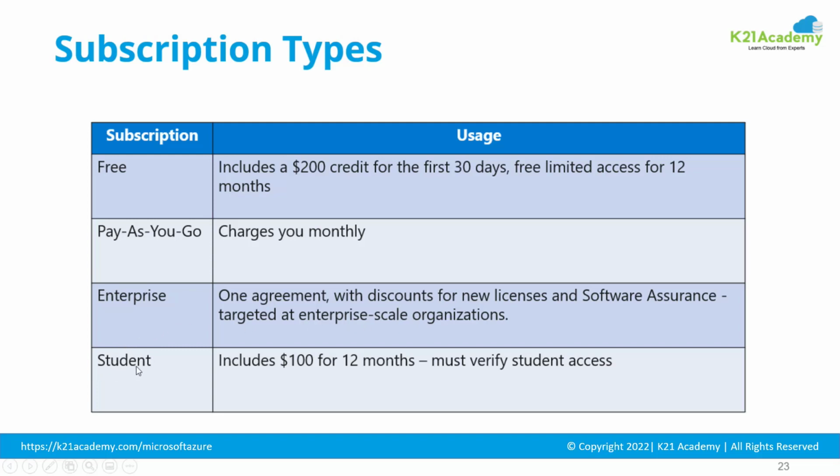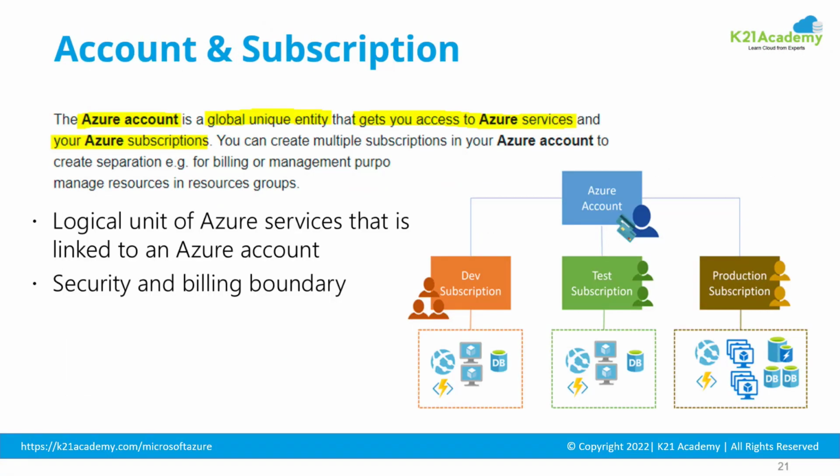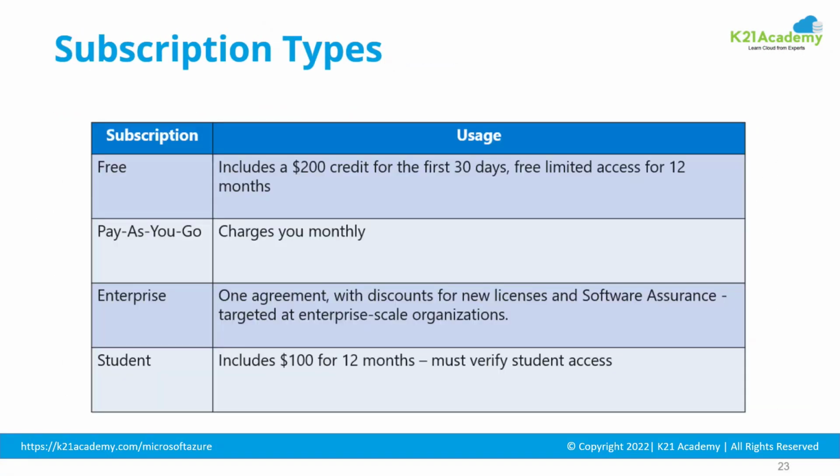Then you have a student pass. If you're a student with a student email address, you can have $100 for 12 months, but you must verify your student access in order to get that subscription type. Billing and cost management we've already seen. So this is Azure account and subscription here.